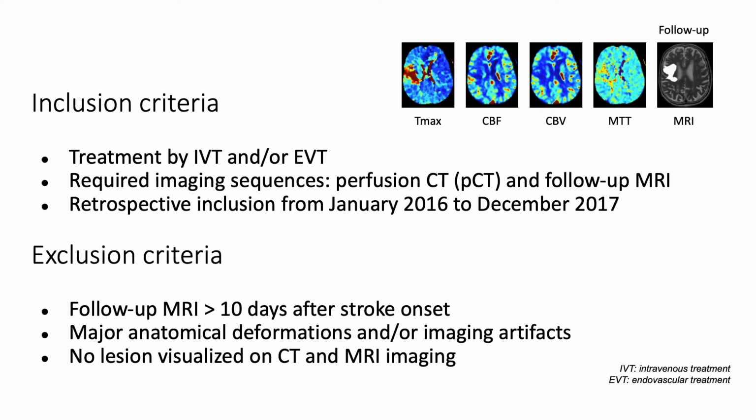The perfusion parameters Tmax, CBF, CBV, and MTT were obtained for all patients in the acute setting. The final lesion was then labeled on the follow-up MRI by an expert neurologist. The task for our model was thus to predict the segmentation of the final lesion based on information contained in the perfusion sequences obtained in the acute setting. To this aim, we trained and tested our model on this data with 5-fold cross-validation.